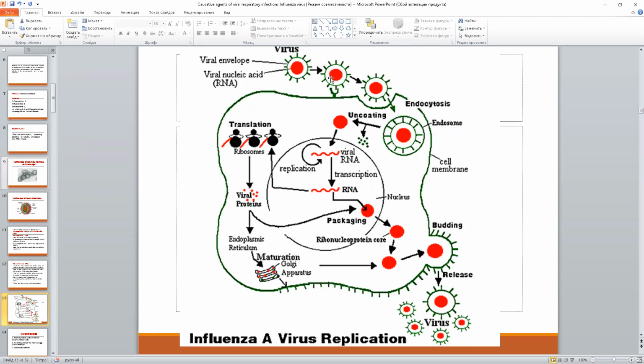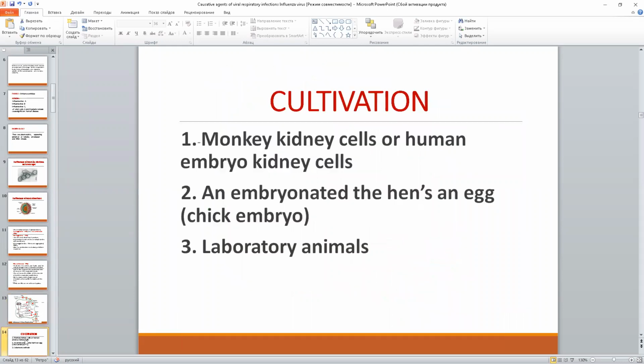and it is possible to detect the same inclusion body if viruses are cultivated in cell culture. We are looking for the same inclusion body. Cultivation, how it is possible to cultivate virus.